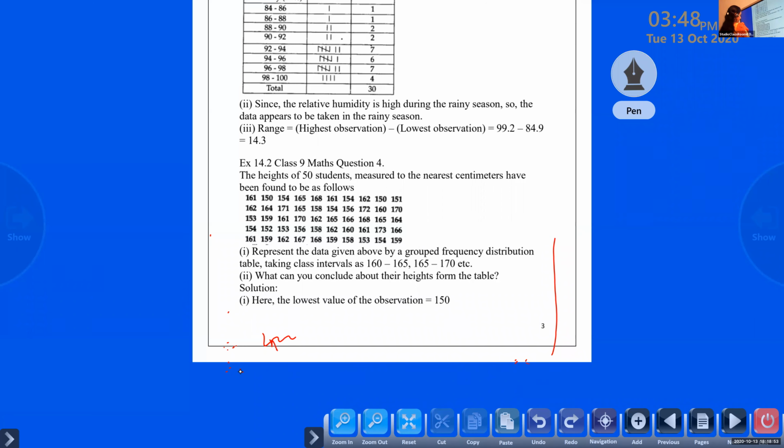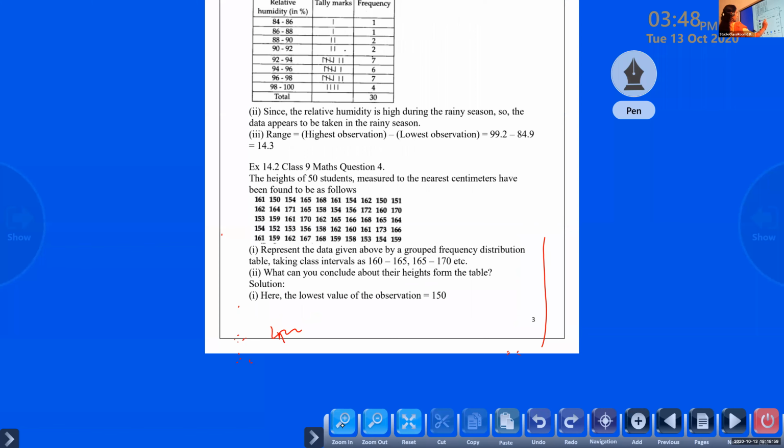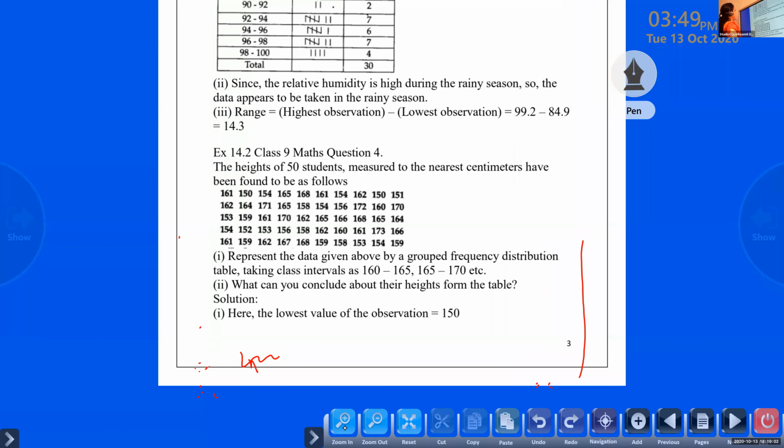Okay, children. So this is the question. The height of 50 students measured to the nearest centimeters have been found to be as follows. Did you write the question, children? Did you write the question? All of you, I'm asking you. Yes, ma'am. If you did not write, you can write it down now. And represent the data given by the grouped frequency distribution.